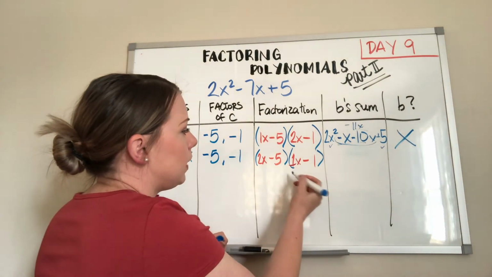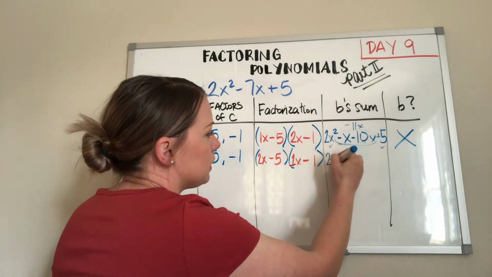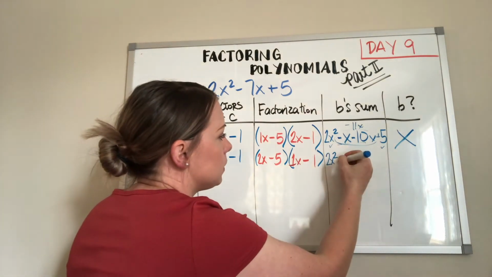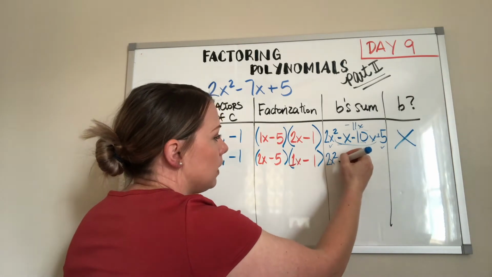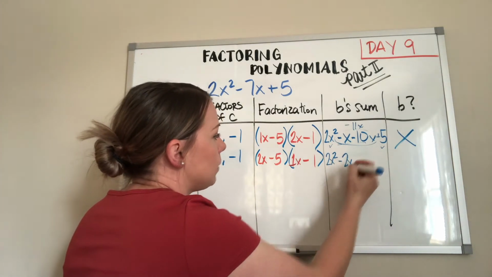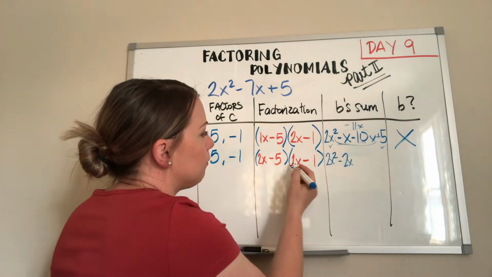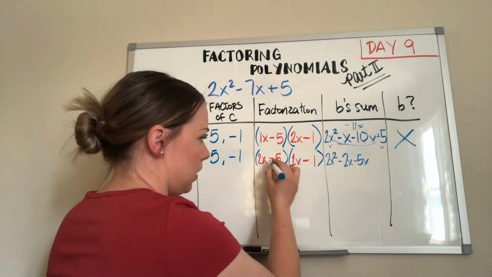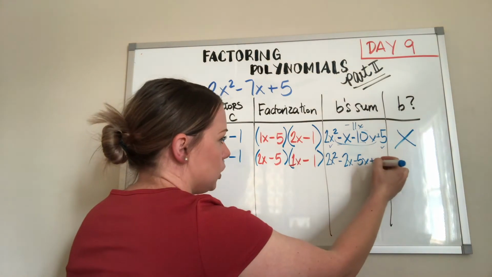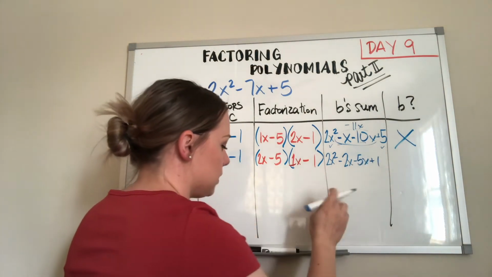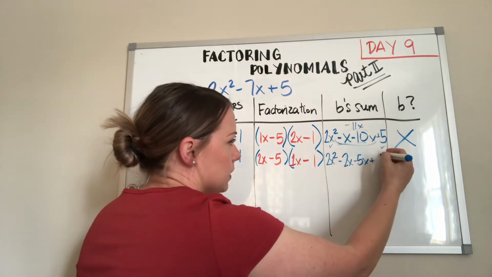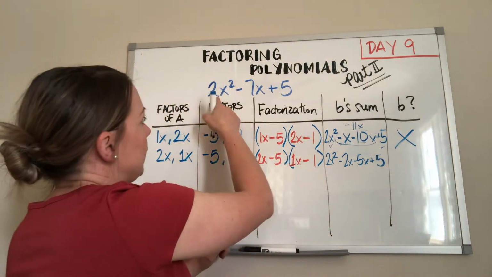So I have 2x times 1x, which produces that 2x squared. That's good. I have 2x times a -1, so that's -2x. And then I have -5 times 1x, which is -5x. -5 times -1, which is not +1, which is +5.